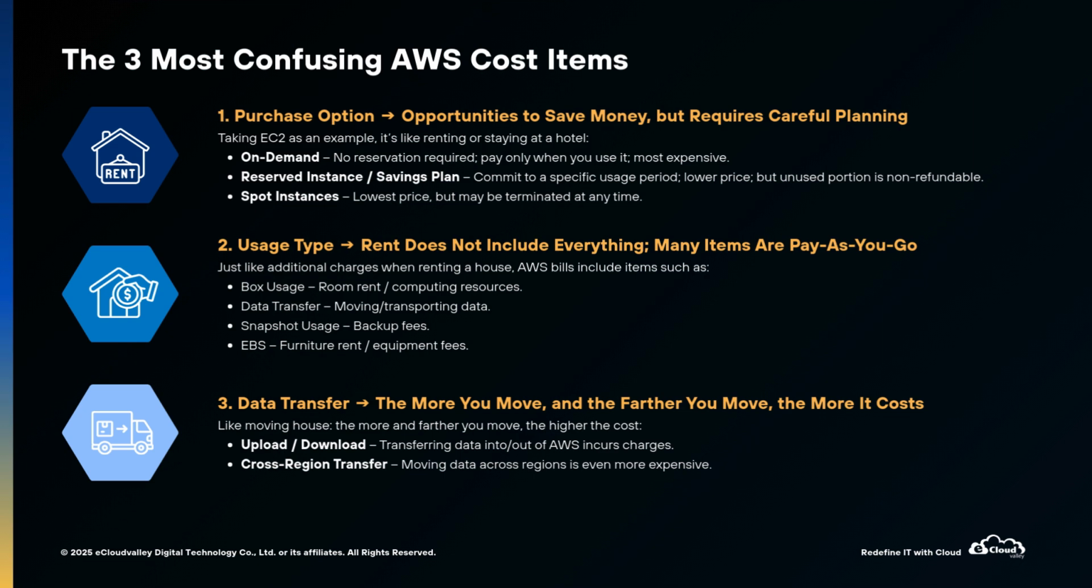In short, purchase option: easy to overspend, but with good planning you can save money. Usage type: rent does not include everything. Many items are pay as you go. Data transfer: the more and farther you move, the more you spend.